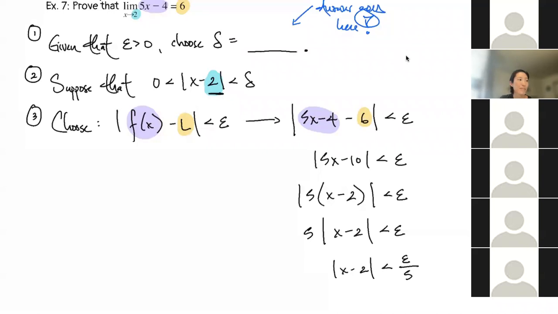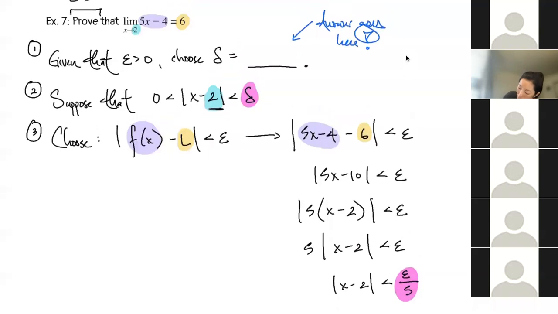Okay. Now check this out. It turns out that if x minus 2 is less than epsilon over 5, and x minus 2 is less than delta, because they're both arbitrary numbers, we can say that we want to choose delta as epsilon over 5.